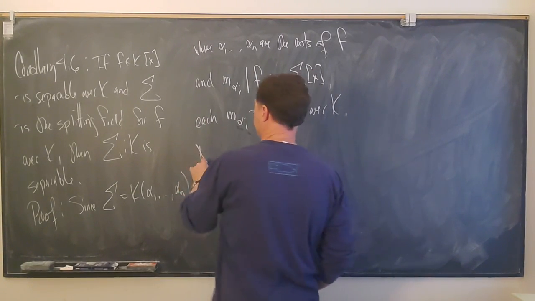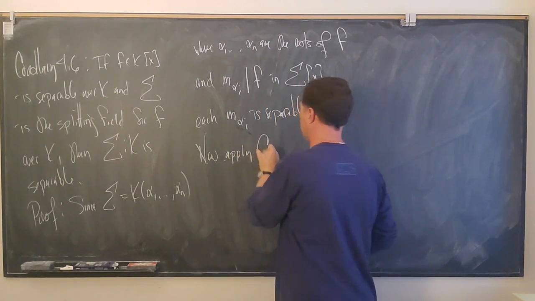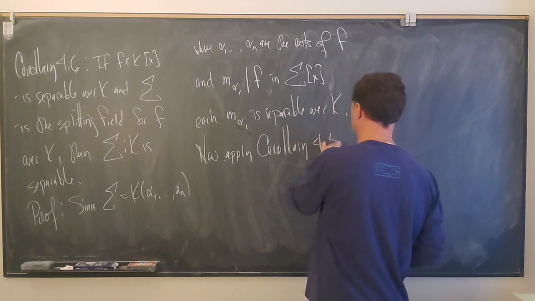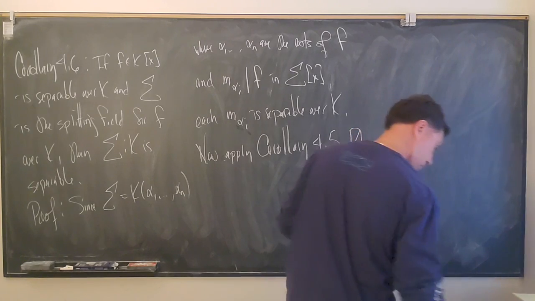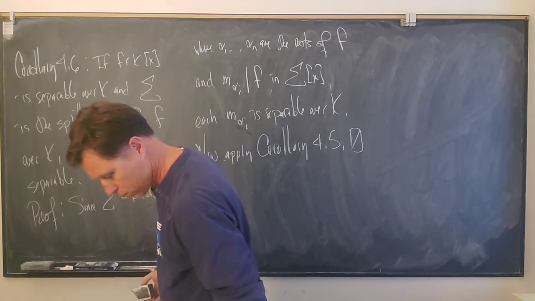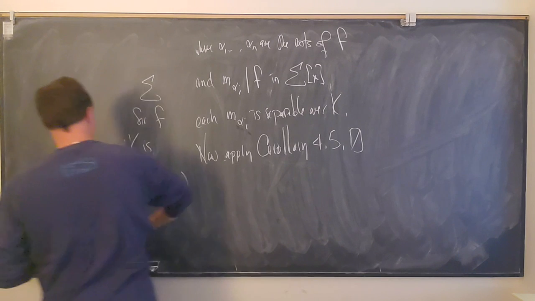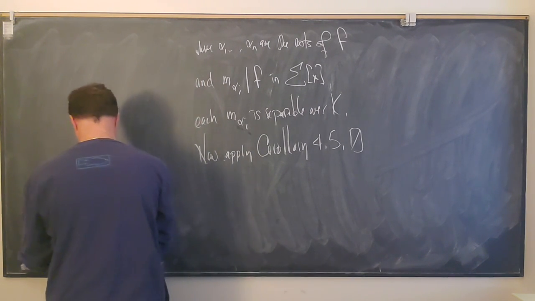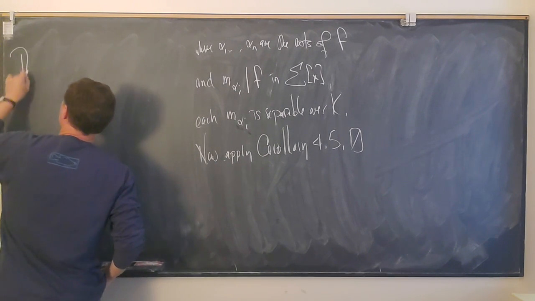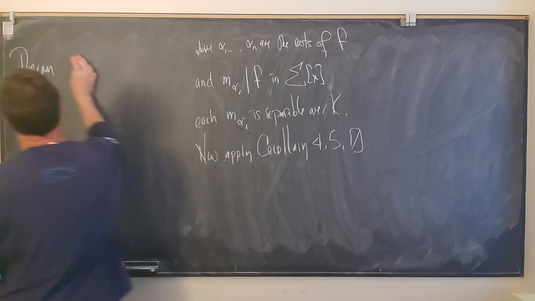So now apply Corollary 4.5. Okay, and then this really is Corollary 4.7.